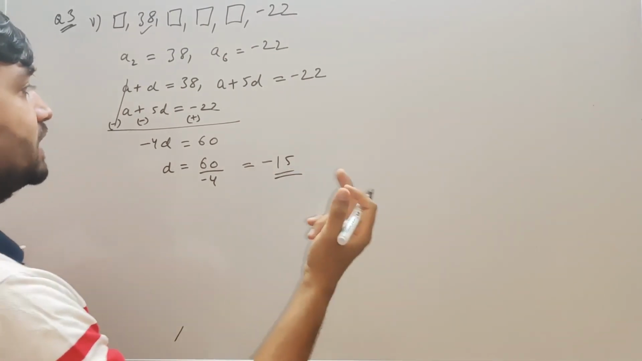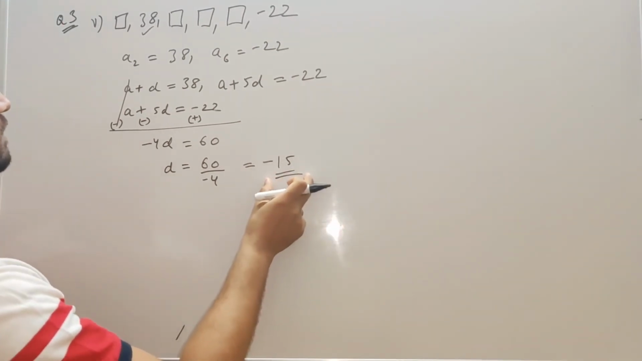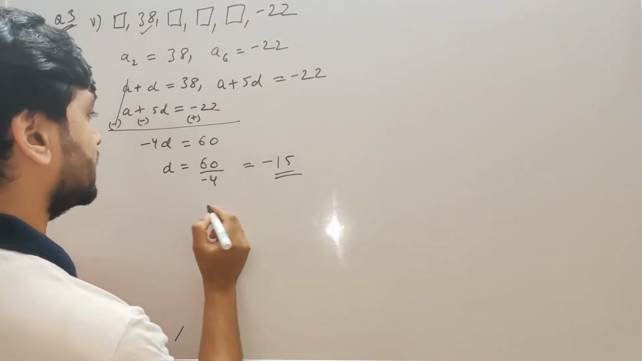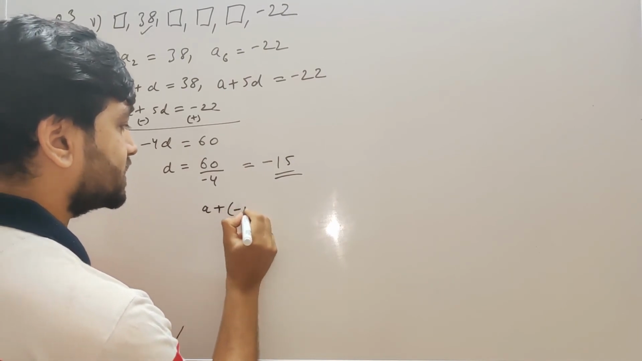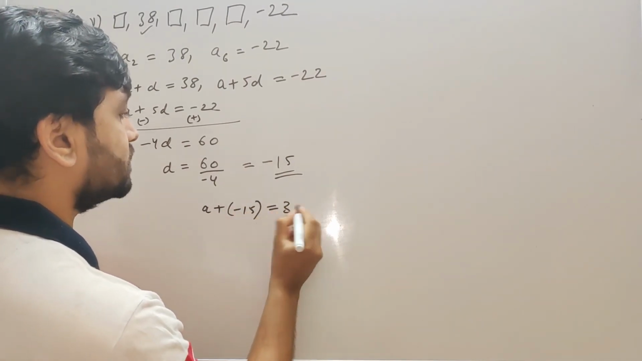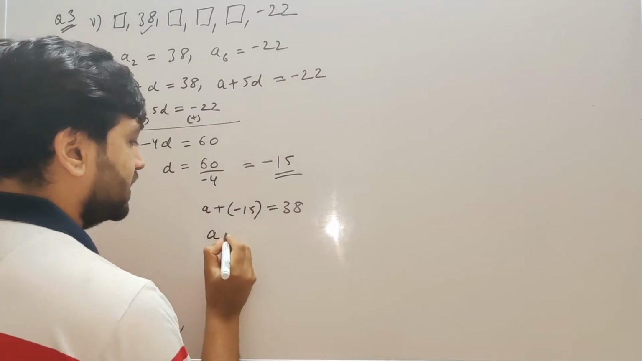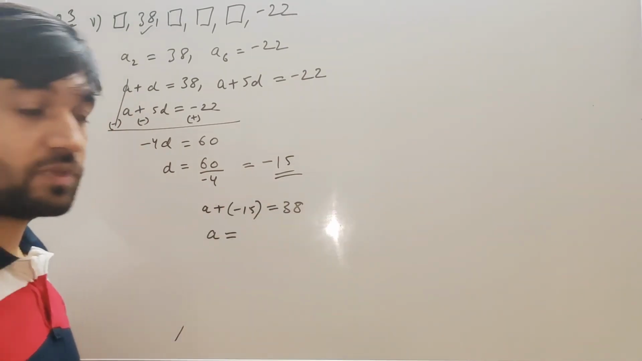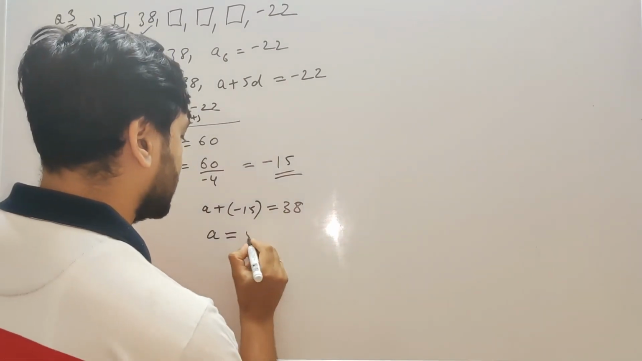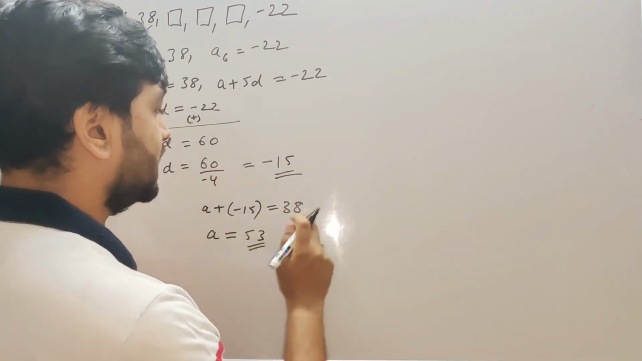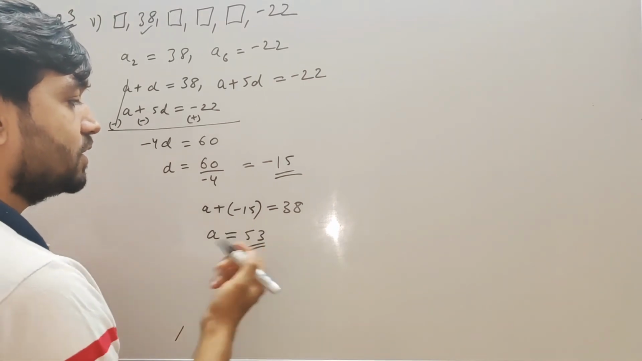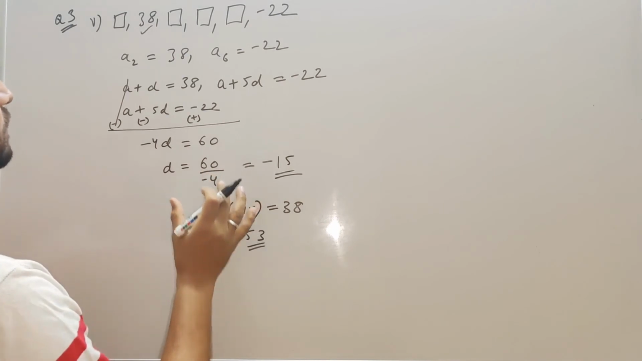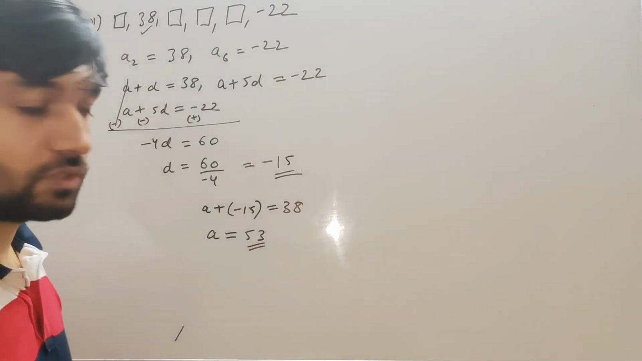Okay, we need the A value as well. So this minus 15 value, we will substitute in, let's say, this equation. A plus D equals 38. A plus D, D is minus 15, equals 38. I simplify. So A, this plus minus is minus 15. Minus 15 goes to the other side, becomes plus 15. So if you simplify, it will give you 38 plus 15, which is 53. Okay, so now we know A and D values, which we can use to find all these missing terms.